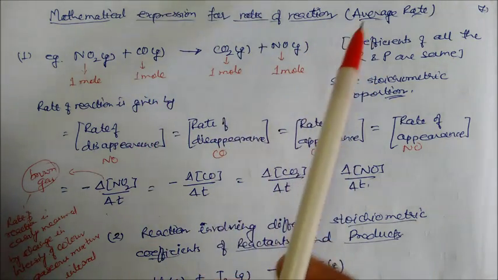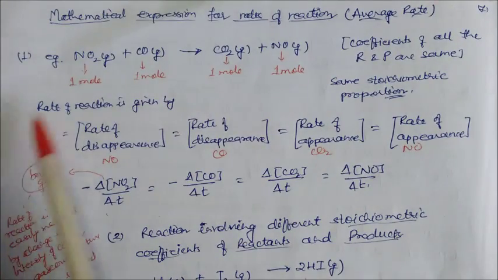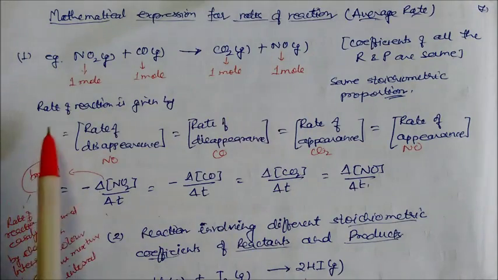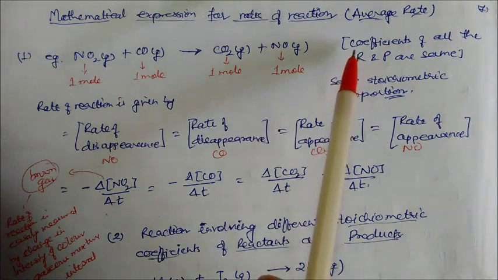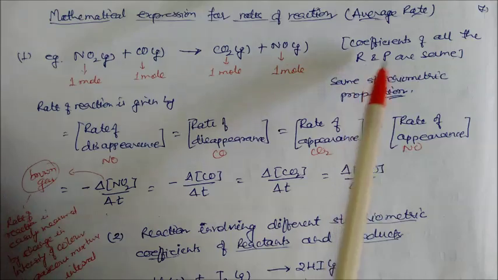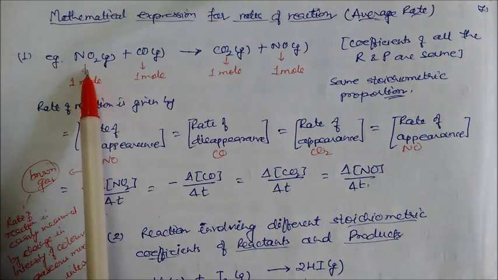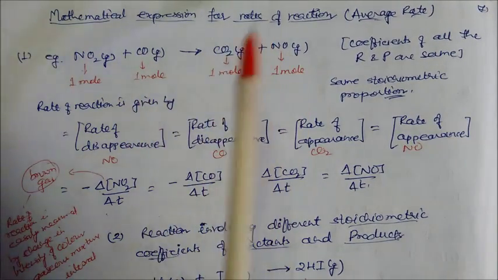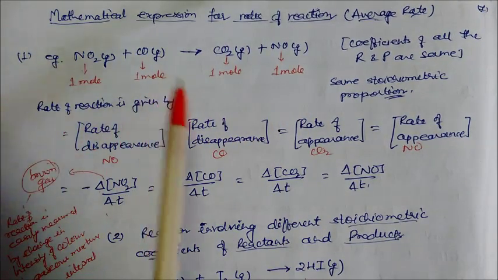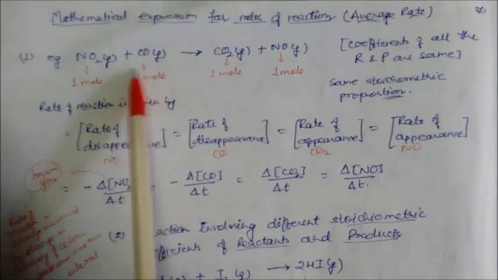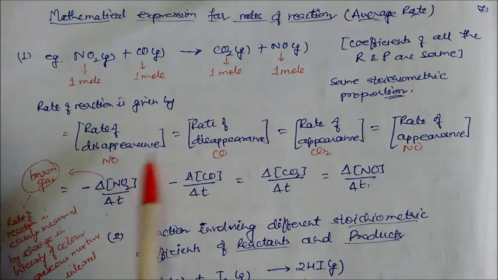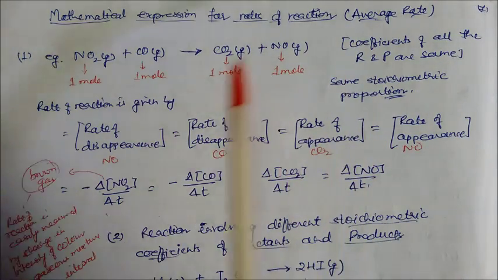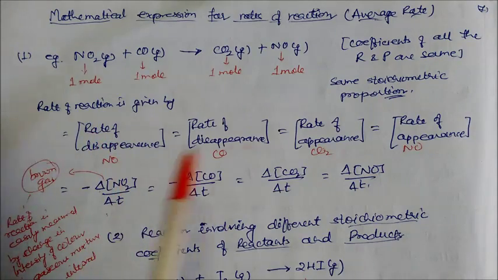So we will take an example of average rate. Let's take the example of NO2 and CO being converted into carbon dioxide and nitric oxide. The condition here is that the coefficients of all the reactants and products are the same. So if you take 1 mole of nitrogen dioxide and 1 mole of carbon monoxide, it will give you 1 mole of this and this. So the rate of reaction in terms of average rate is nothing but the rate of disappearance of NO2, this is for CO and this is for CO2. All will be equal to each other because the rates are equal. The disappearance rate is equal to the rate of appearance.